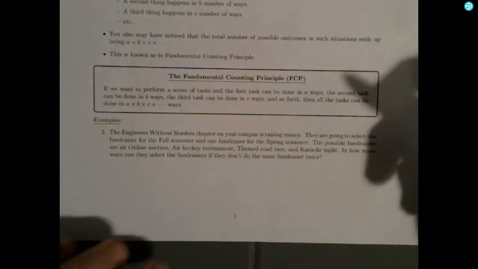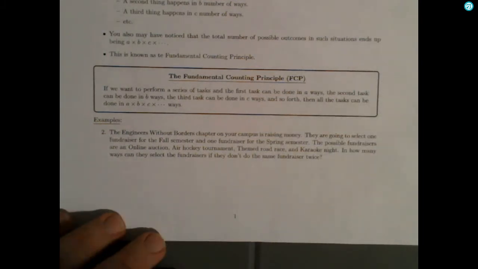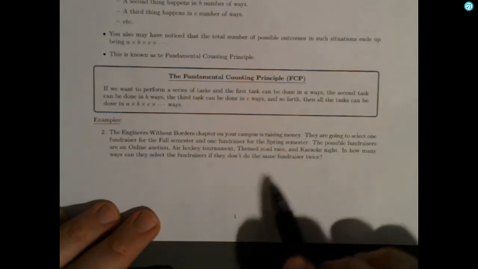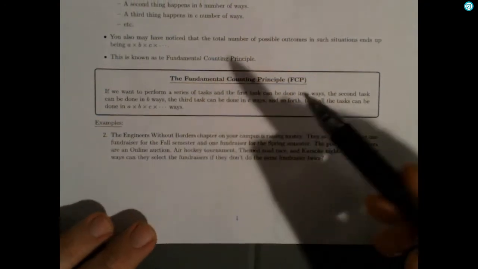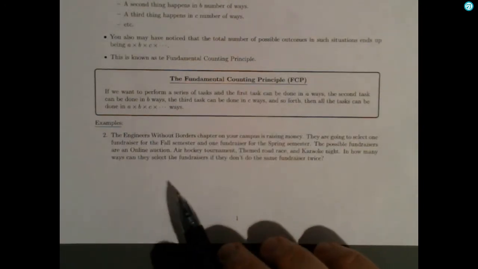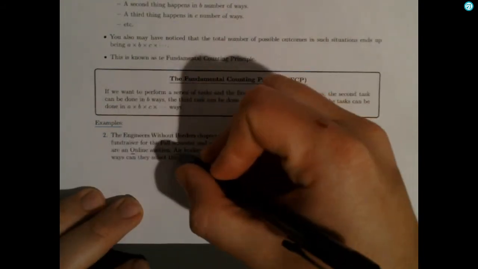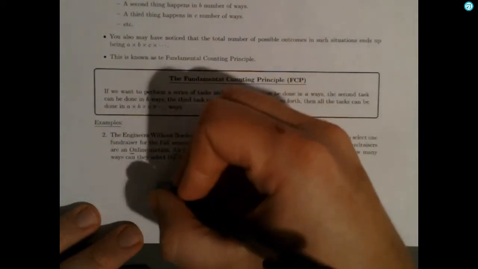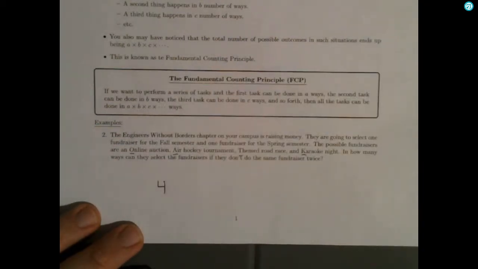Here's another way that we could do it. We could say, well, first they're going to choose the fundraiser for the fall semester. How many possibilities do they have? Well, they have 4 possibilities. They have an online auction, an air hockey tournament, a themed road race, and a karaoke night. So there are 4 options for their first fundraiser.